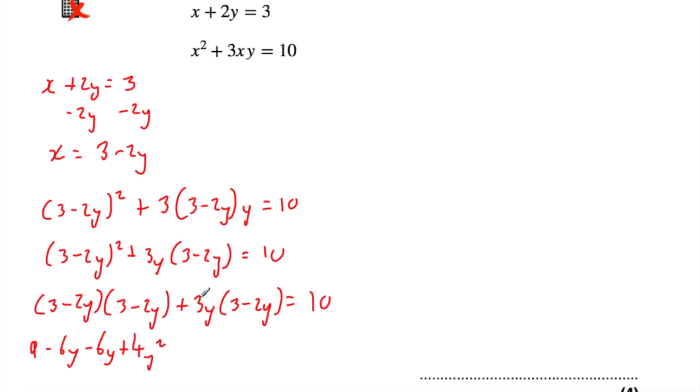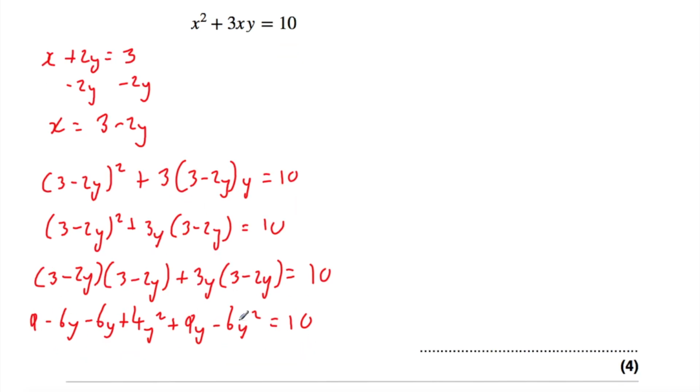And then on here, we've got plus 3y times 3, which will be equal to 9y. And 3y times minus 2y, well, a positive times a negative is a negative. And 3y times 2y, well, 3 times 2 is equal to 6, and y times y is y squared, so it's going to be 6y squared. And that's equal to 10.